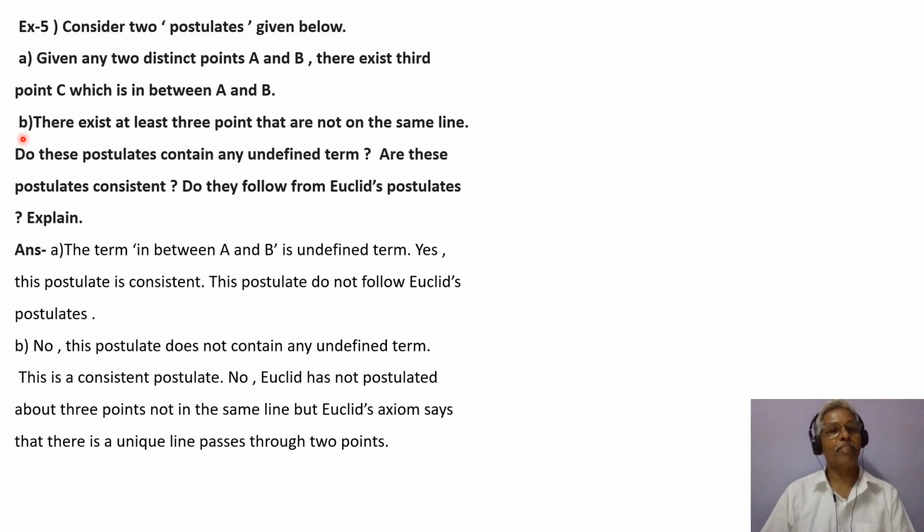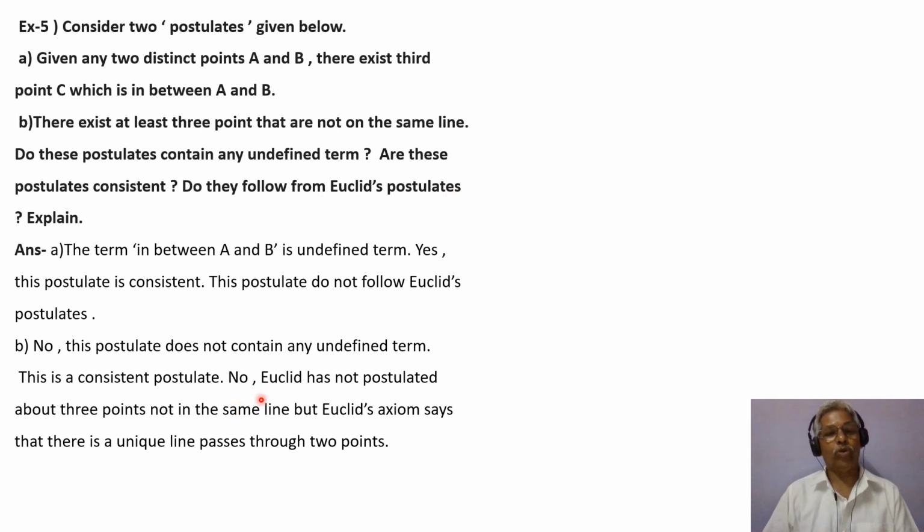Now we will read B. There exist at least 3 points that are not on the same line. Now we are talking about only this: does it contain any undefined term? So for B, no, this postulate does not contain any undefined term, because this is a very simple postulate. Now the second answer: are these postulates consistent? See, this is a consistent postulate. You know the meaning of consistent. And third one, do they follow from Euclid's postulates?